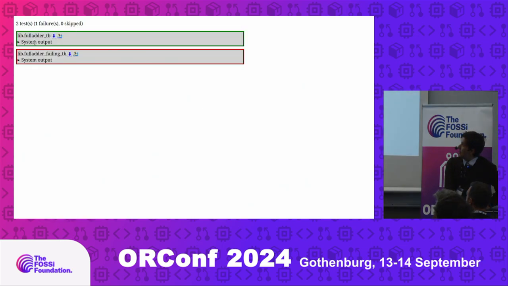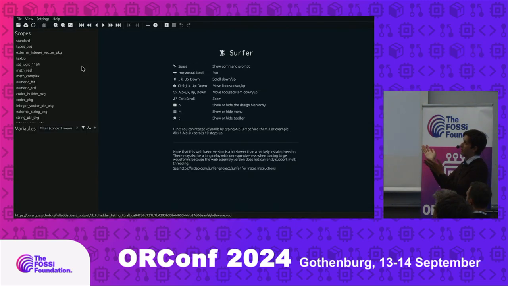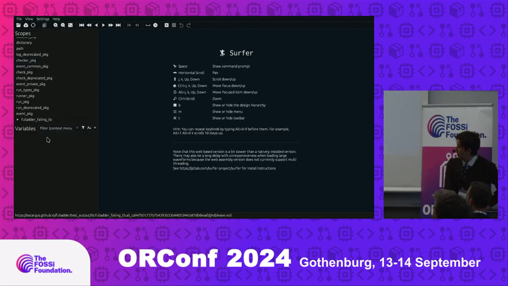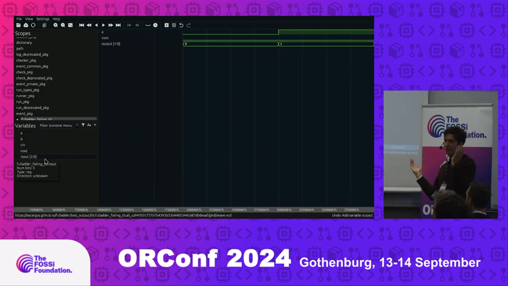Here it says we have two test benches. We can click the Surfer button here. That opens up the waveform from that failing test. Ignore all the VHDL stuff here. We will get rid of that at some point. But now you can inspect the signals here without having to download anything.